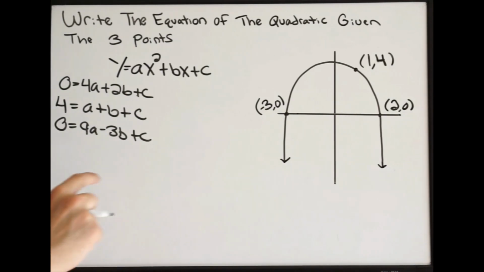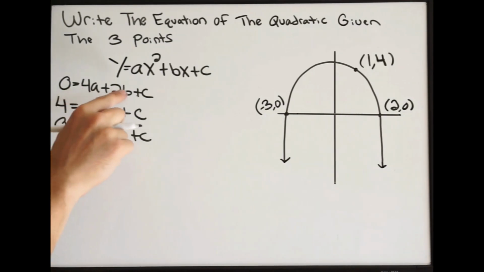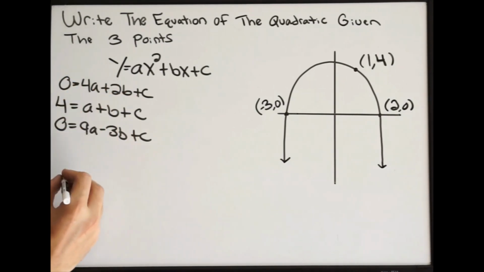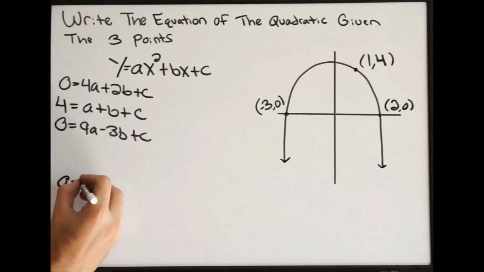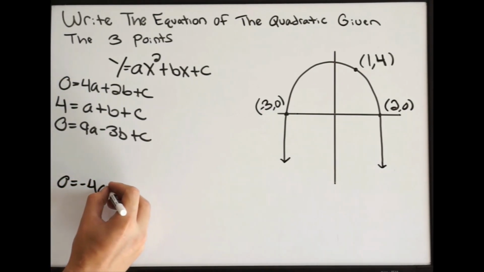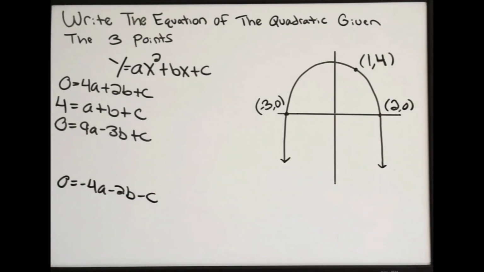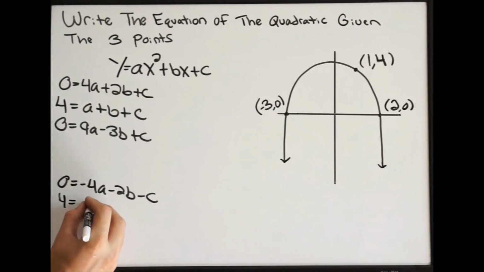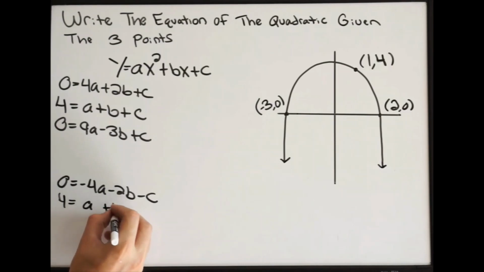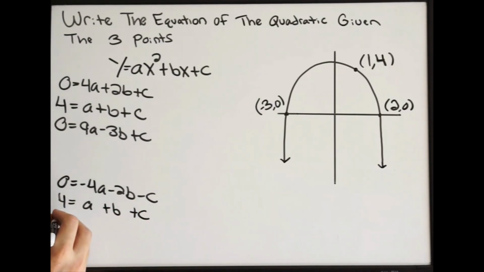So for example, let's write it right here. Multiplying my first equation by -1, I get 0 equal to -4a, -2b, -c. So again, just multiplying all the terms by -1, and then writing equation 2 right underneath it. So 4 equal to a plus b plus c, and all you're doing at this point is combining your terms.